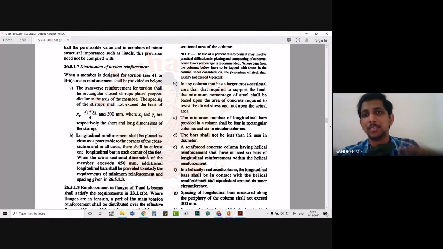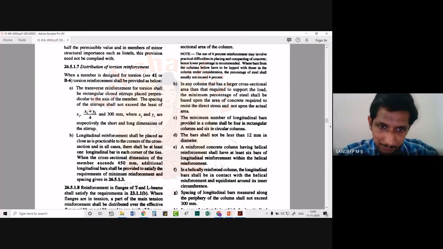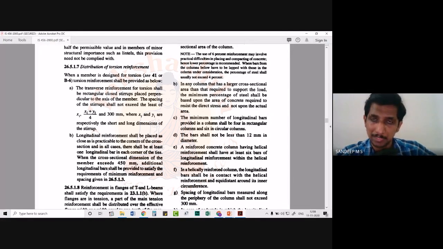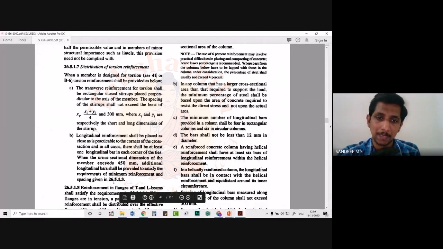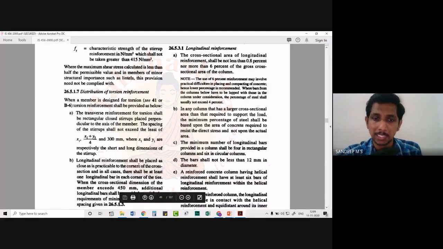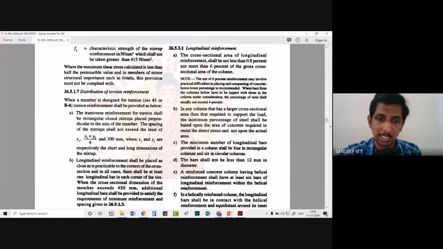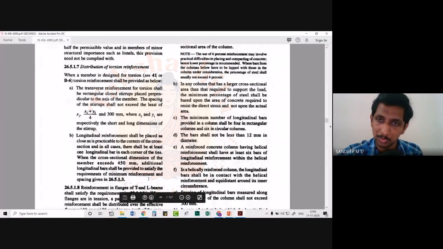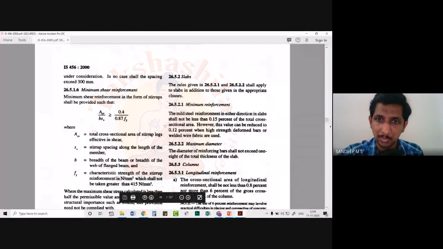That is okay, but we should have at least one bar in every corner. That's it. And when the cross-sectional dimension of the member exceeds 450 millimeters, see the depth of the member is exceeding 450 millimeters, what do you have to do? Additional longitudinal bars shall be provided to satisfy the requirement of minimum reinforcement and spacing given in 26.5.1.3. So basically you have to provide additional minimum reinforcement. Along with that, there is some more restriction on the spacing which is mentioned in this clause, that is 26.5.1.3. Let's move on to that.